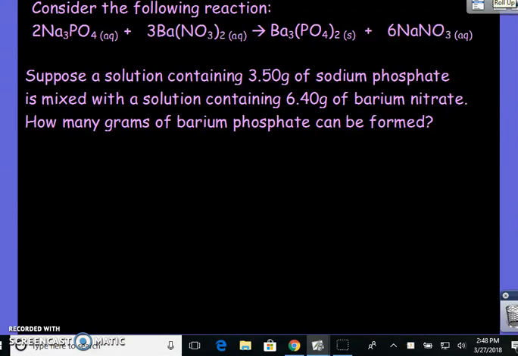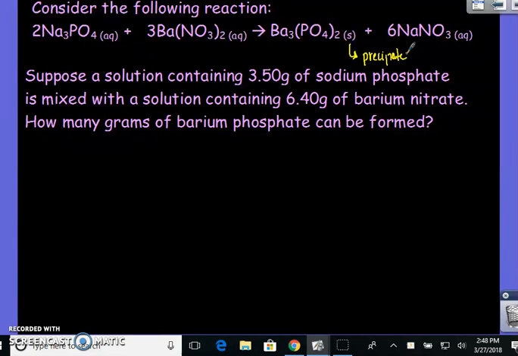Okay. So consider the following reaction. We've got sodium phosphate reacts with barium nitrate to make barium phosphate. And you'll notice that right here, there's that solid. So this is the precipitate. So that is the metathesis reactions that you guys worked with in lab. And of course the sodium nitrate.